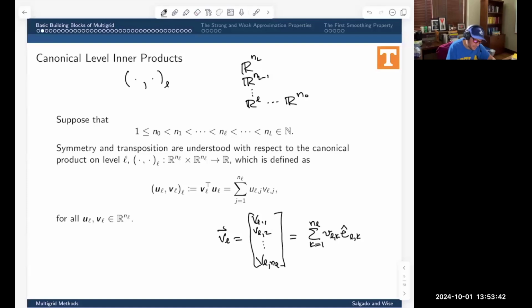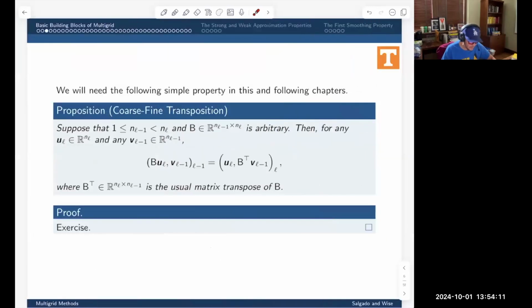Now this canonical basis vector is just the vector that has a 1 in the kth position and a 0 everywhere else. It's the canonical one, right? So if I write those out in terms of components, then this works out to be that. So this is the standard Euclidean inner product. I don't know why I'm wasting so much time on it.